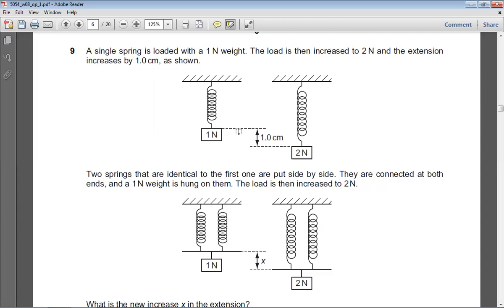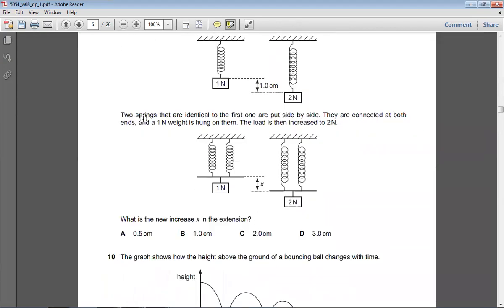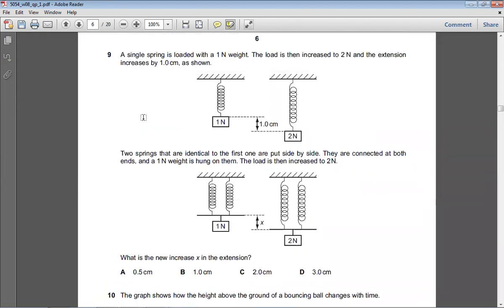Now, two springs that are identical to the first one are put side by side. They are connected at both ends, and 1 Newton weight is hung on them. The load is then increased to 2 Newton. What is the new increase X in the extension?